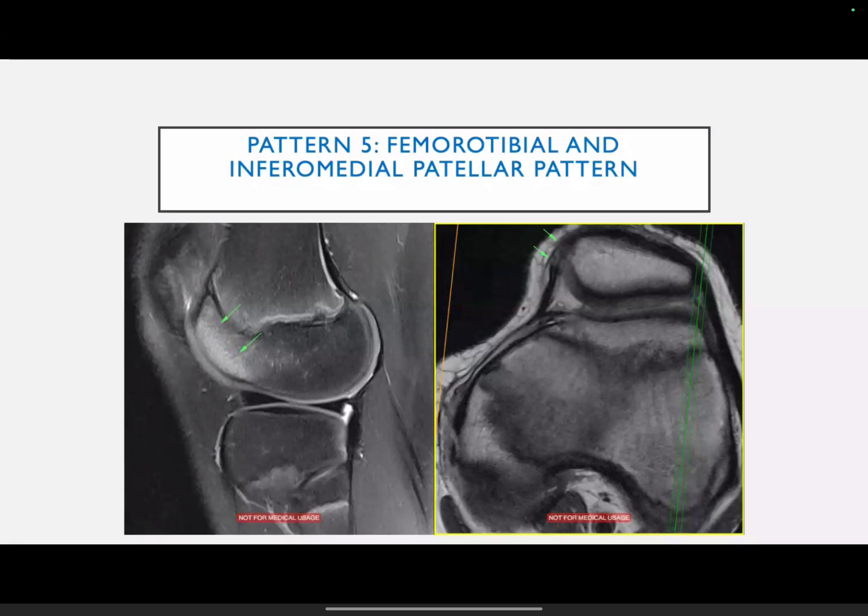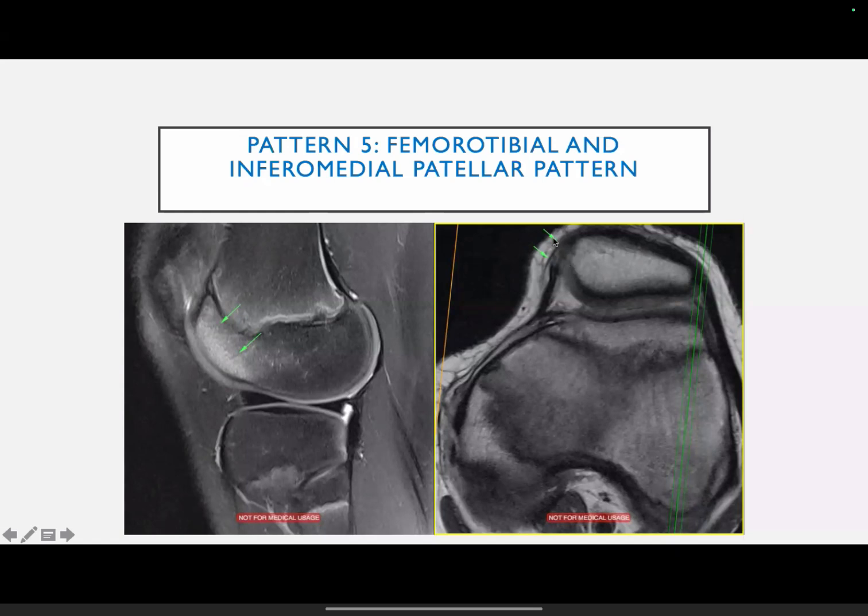Okay, so when you know what is happening and what things are associated with certain areas of involvement, then your diagnosis will not go wrong. And when you know the diagnosis, you will be able to provide the necessary information to the treating doctor. So this is a case where there is moderate anterolateral femoral edema, and along with that, there is involvement of the inferomedial patellar area.